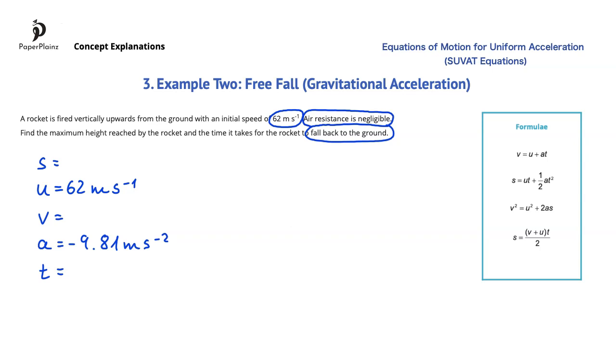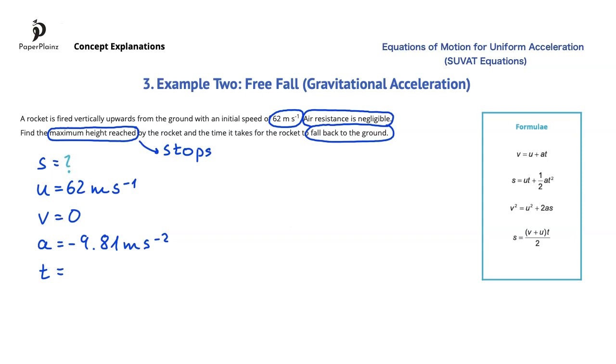As we said before, the rocket moves upwards and reaches its maximum height. At this point it stops for a moment, and then starts falling back towards the ground. Let's just focus on the first section of the motion, from the moment when the rocket is fired to the moment when it reaches its maximum height and stops for a moment. Since the rocket stops for a moment at this maximum height, its final speed, v, is equal to 0. The maximum height reached by the rocket is basically the distance traveled, so in the first part of this question we are looking for s.